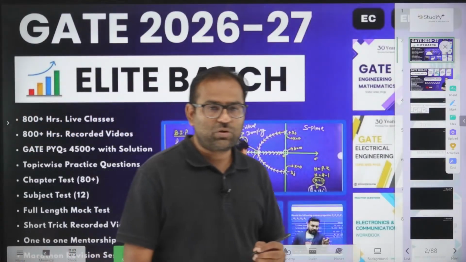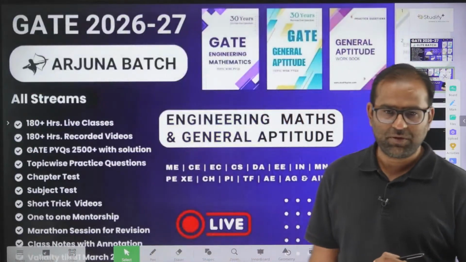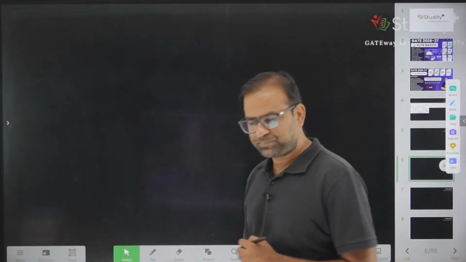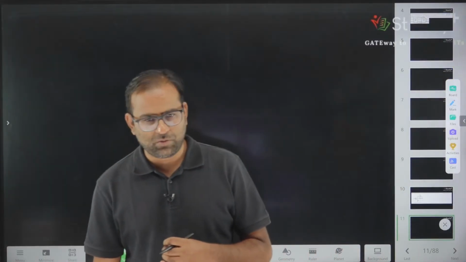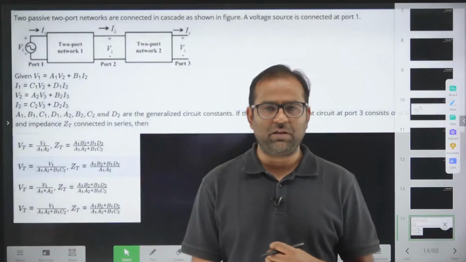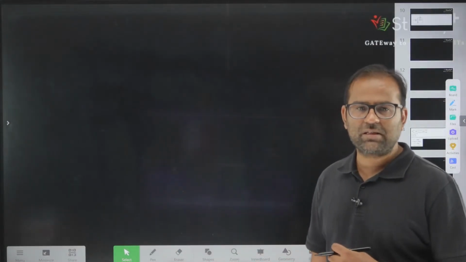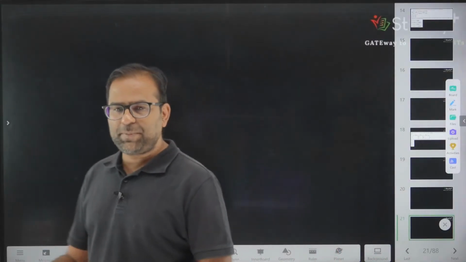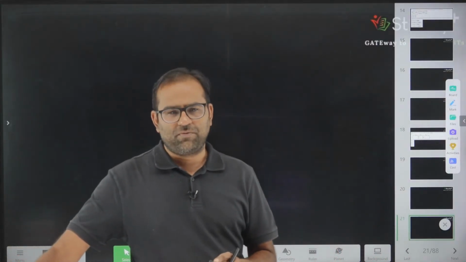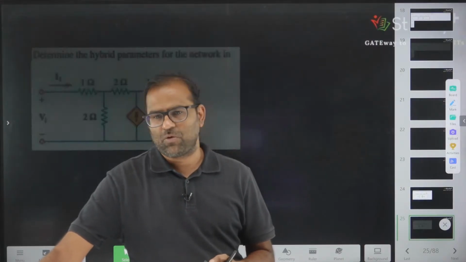Now let's go to the next part. We will introduce one more parameter, and that parameter is important for analysis of voltage controlled current source like our BJT and MOSFET. So next parameter we will talk about is H parameter model or hybrid parameter model. In hybrid parameter model we take one variable from input and another variable from output.